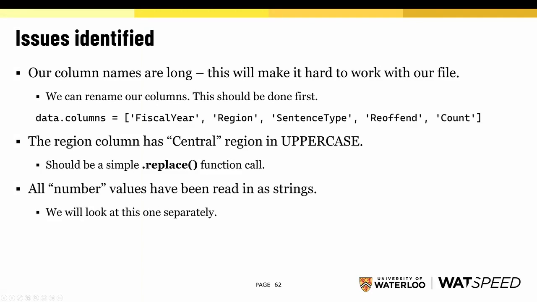So one of the issues we can see if we look at the youth justice region, we see that the word central is in all uppercase, whereas the rest of the values are in title case. All of our number values have been read in as strings, and we have very long column names. So the big issues we have: long column names. We can fix this by providing a list of new names. We'll do data.columns equals fiscal year, region, sentence type, reoffend, and count. This will save us having to type out long column names every single time.